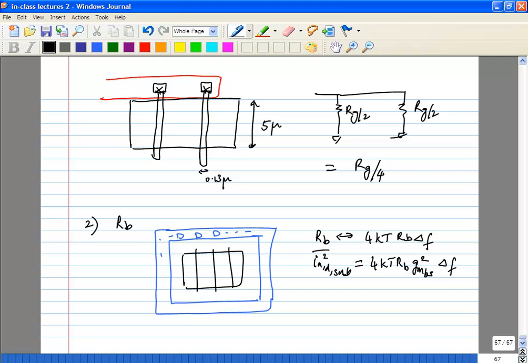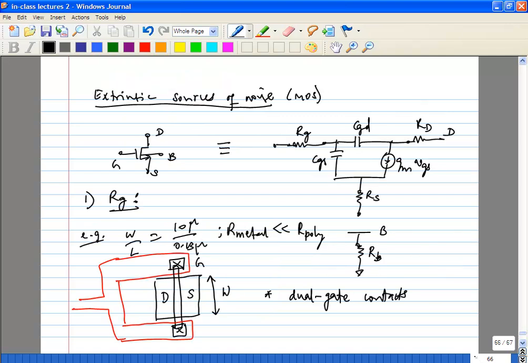What is the voltage noise from the RB? It's 4 kT RB delta F, and that is at the bulk node. This bulk node has a GMBS in parallel with GM. Is GMBS considered after RD? No, before RD. I'm assuming that RD, the intrinsic resistance, is already included in the model of the transistor itself. These are all extrinsic sources.